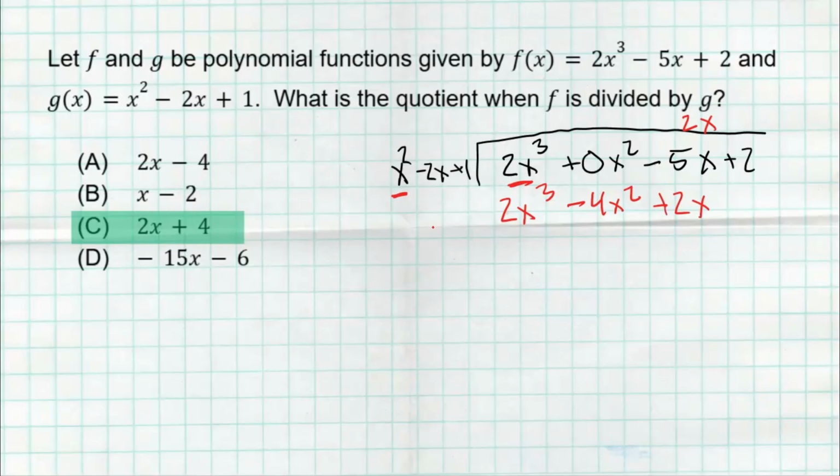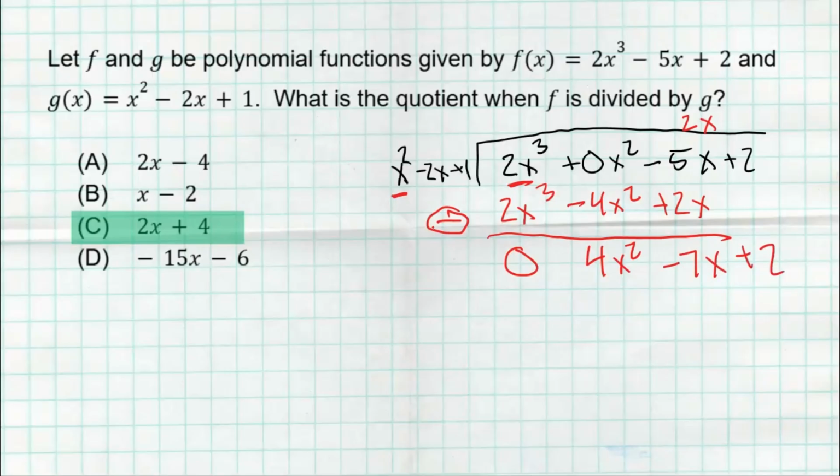Now here's the one part where I have found the most students make mistakes. They don't know what to do now. Subtract. I always circle that minus sign so I always remember to subtract. 2 minus 2 is 0x cubed. 0 minus negative 4 is positive 4x squared. Negative 5 minus 2 is negative 7x. And then I'm going to drop down the 2.